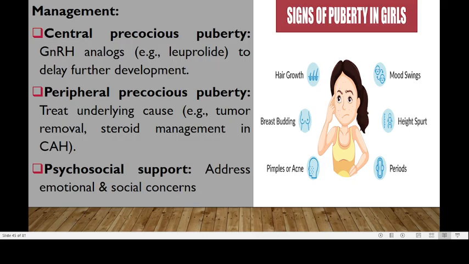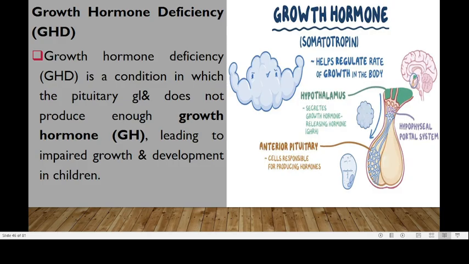For the central precocious puberty, you could use GnRH analogs like leuprolide to delay further development. For the peripheral precocious puberty, you treat the underlying cause, e.g., tumor removal, steroid management in CAH. Psychosocial support, you address emotional and social concerns. Remember, patients are going to present with hair growth, breast budding, pimples and acne, periods, height spurt, and mood swings.